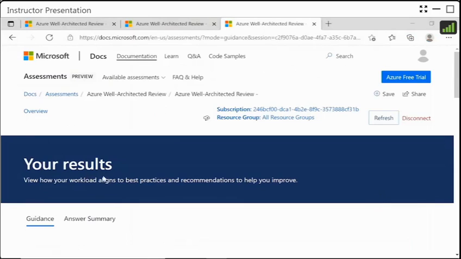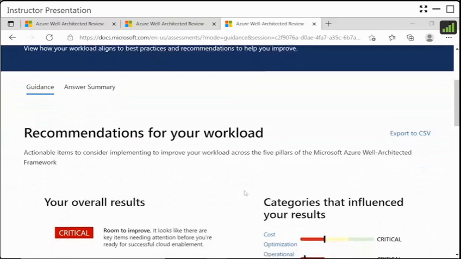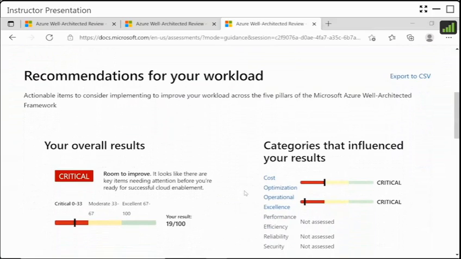And it gives me results, right? View how your workload aligns to best practices and recommendations to help you improve for this subscription and these resource groups. And so if I scroll down a little bit, you can see it says recommendations for your workload. And because I skipped most of those options to those questions, you can see I'm in a critical state or stage. Room to improve. It looks like there are key items needing attention before you're ready for successful cloud employment. You can see my score is 19 out of 100, and you can see that the categories that influenced my results came across the pillars of cost optimization and operational excellence.